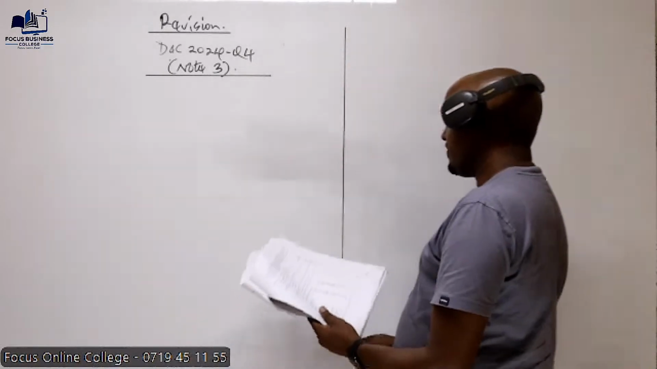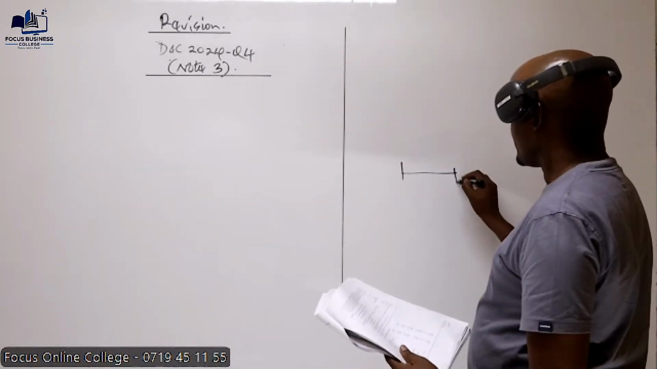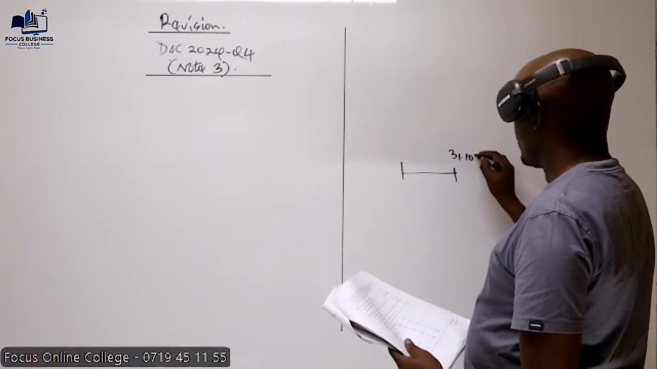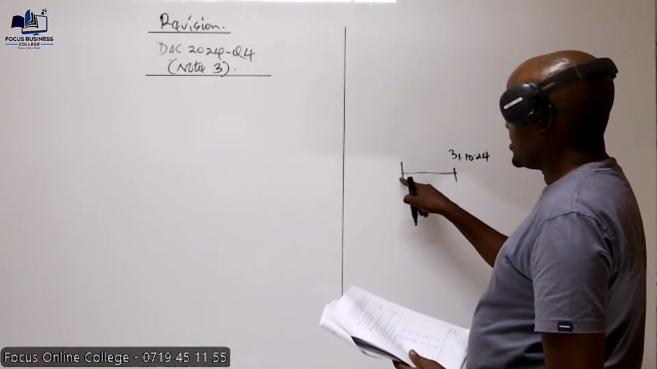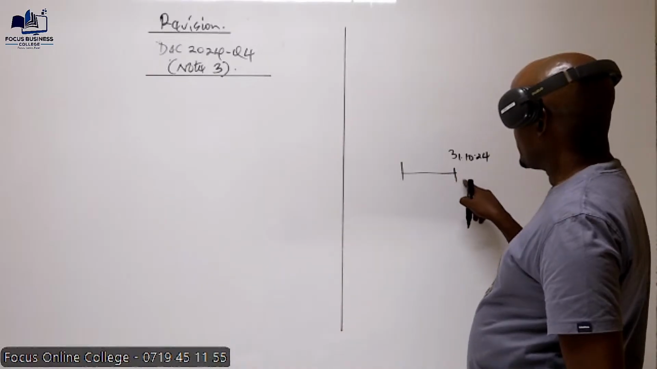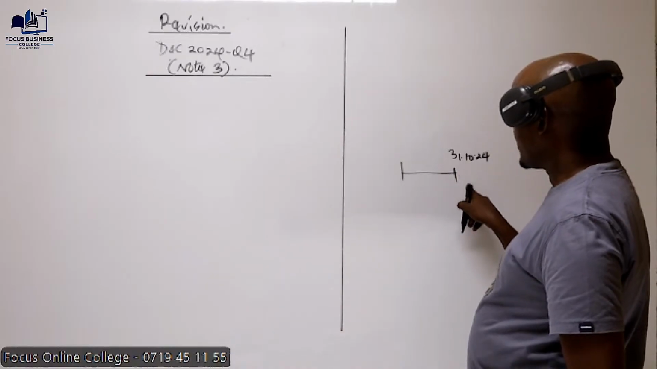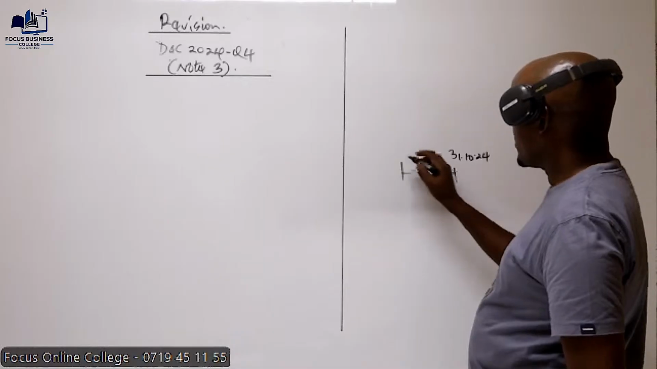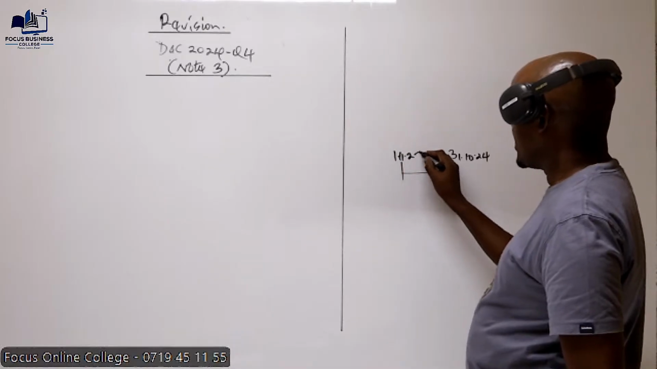So the financial year of this company ended 31st of October 2024. So when did the financial year start? In this case, we said you need to ask yourself, when will the next financial year start? The next financial year will start 1st of November. So this year started 1st November 2023.